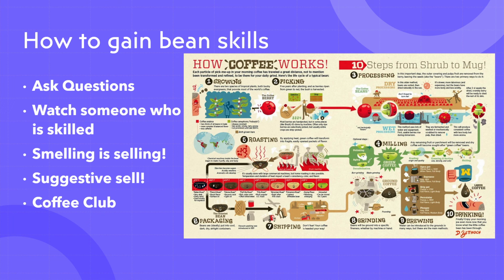A few key thoughts. Smelling is selling. So if they smell the flavor of the coffee, they will generally buy the coffee. So don't be afraid to have them get a whiff of what we're selling. Suggestive sell. If they picked out 2 caramel coffees, maybe you should suggest a 3rd caramel coffee. Or if they picked out 2 fruity coffees, maybe you should suggest a 3rd one. Coffee club, make sure they can earn points toward a free pound. Really simple to sign up. If you don't know how to do that, we can help you with that.